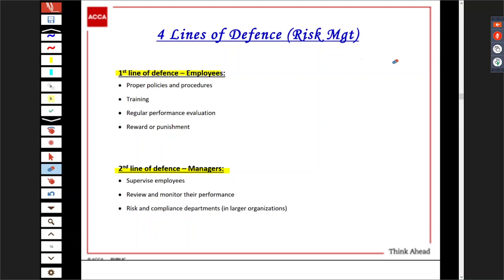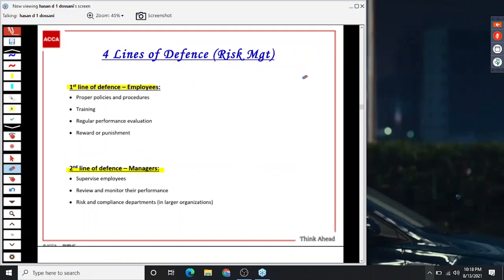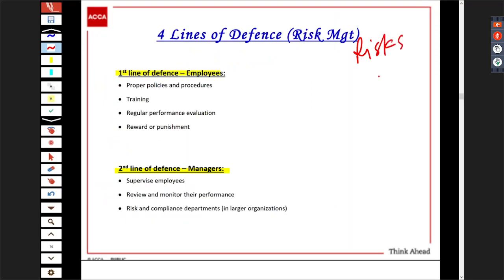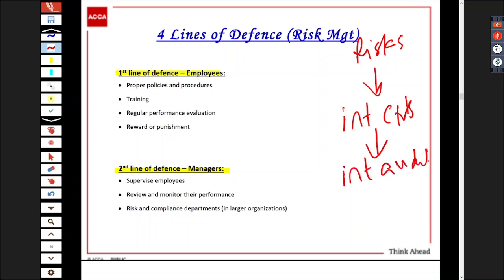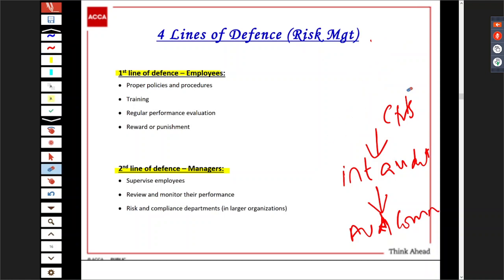I think I talked about it in the risk management session as well. Do you remember that chart which I showed you? There's risks. And in order to control risk, there is internal controls. How do we know that internal controls are working properly? There is internal audit. How do we know internal audit is working properly? There is the audit committee. Remember that chart? Very good. Something very similar.